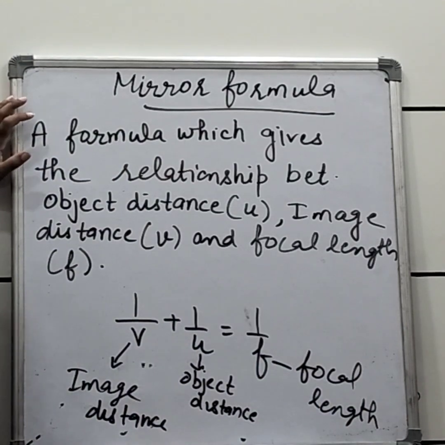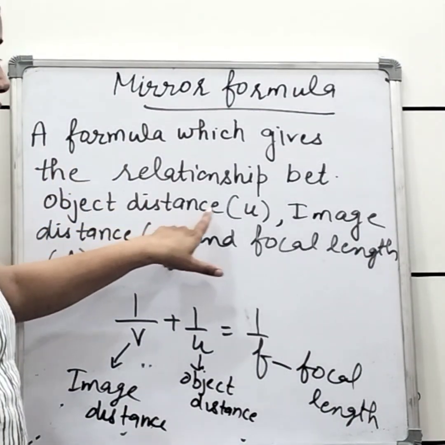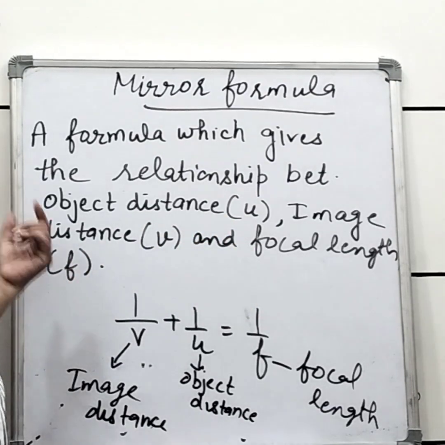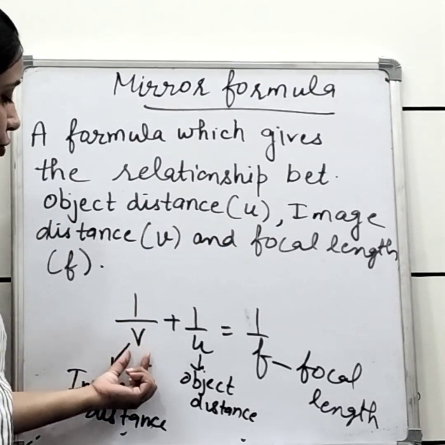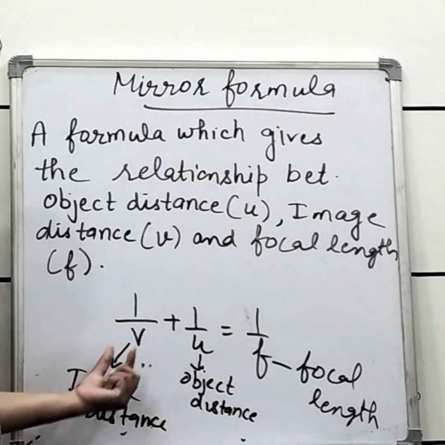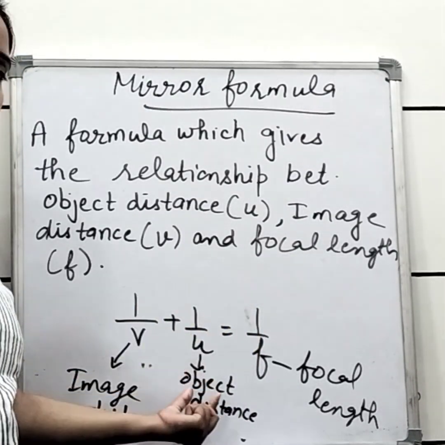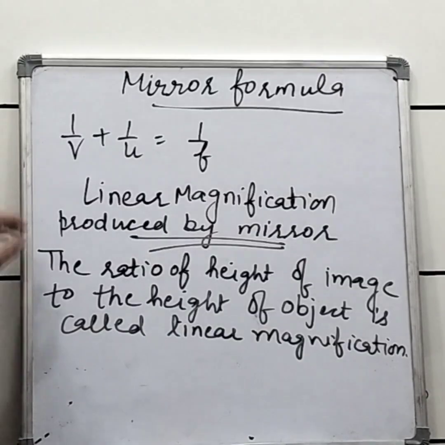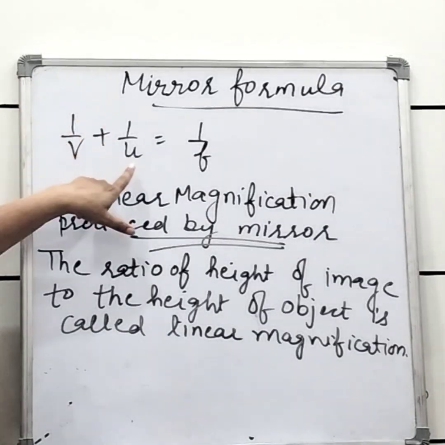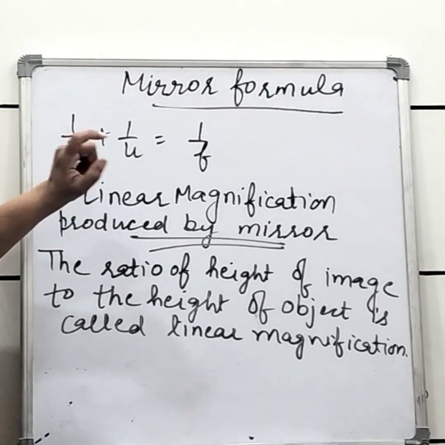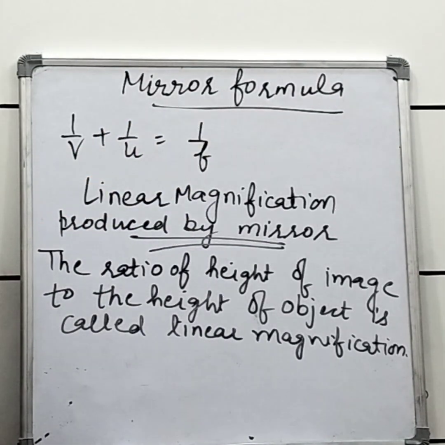A formula which gives the relationship between the object distance U, image distance V and focal length F. The formula is 1 by V plus 1 by U is equal to 1 by F. Here V is the image distance, U is the object distance and F is the focal length. So the mirror formula is 1 by V plus 1 by U is equal to 1 by F.